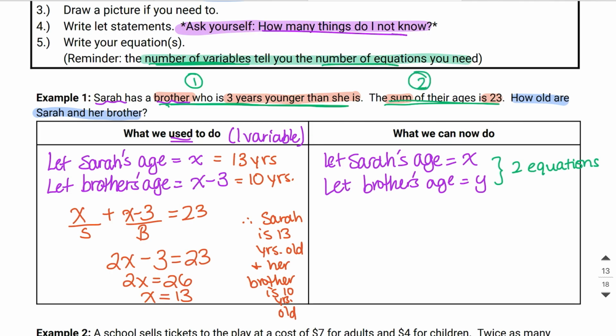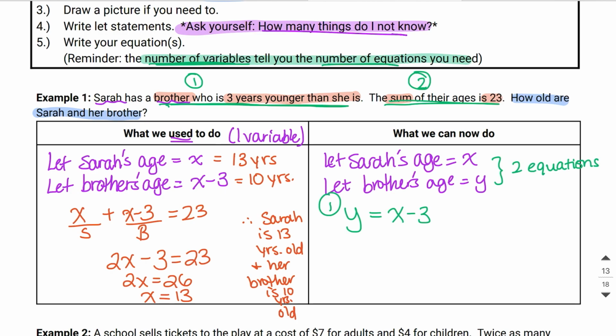So Sarah's brother's age is, where 'is' means equals, 3 years younger than she is. So we would take her age and then subtract 3 from that. Okay? But then we need a second equation, and our second equation is going to say that, so we'll call this equation number 1.